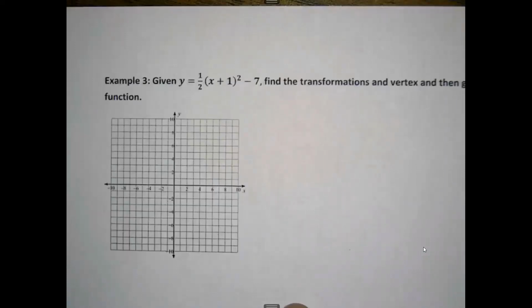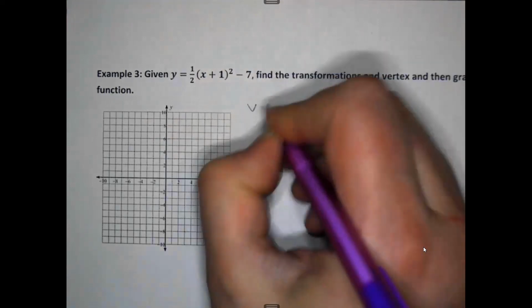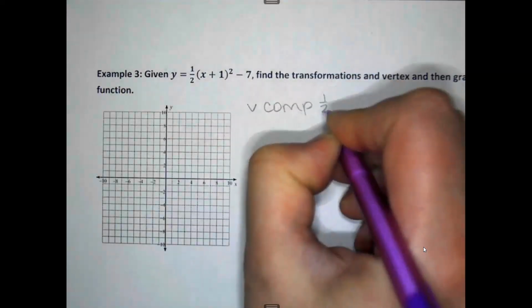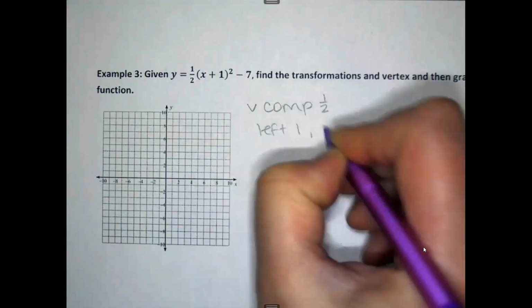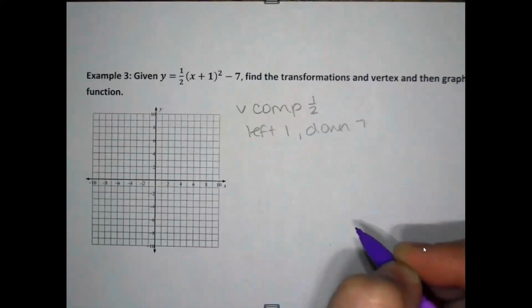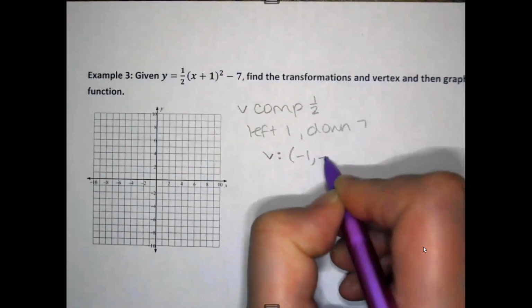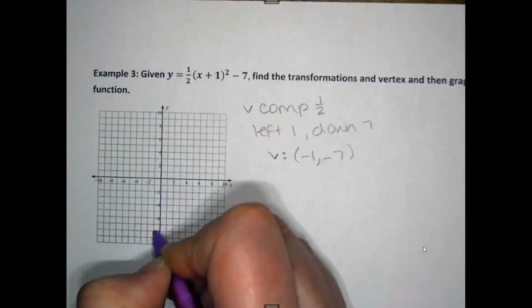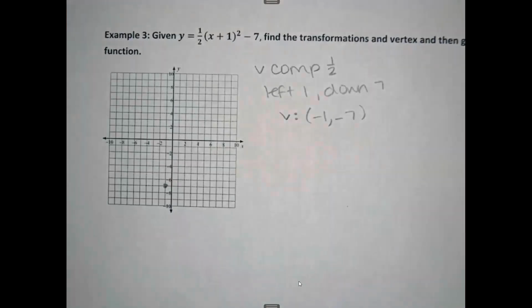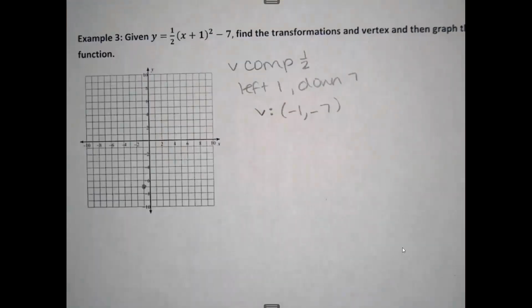All right, with this one, what are the transformations? Okay. And then do we have a vertex? And what is it? Yeah, vertex is -1, -7. So left 1, down 7. Okay. And so I'm going to go ahead and get this typed into Desmos and try to find my other points. Oh, gotta actually pull up Desmos. -1, -7.